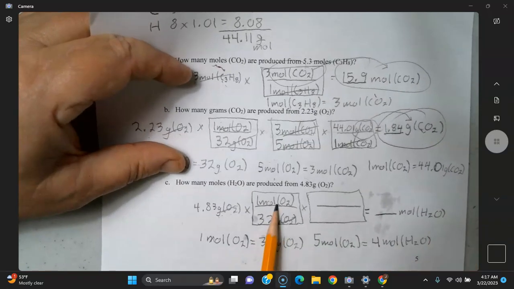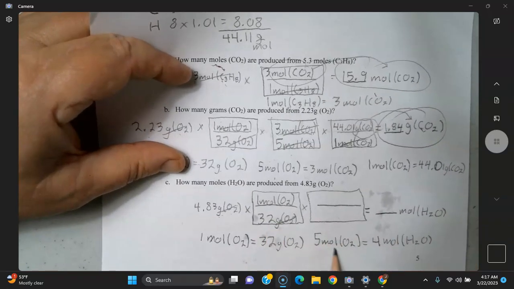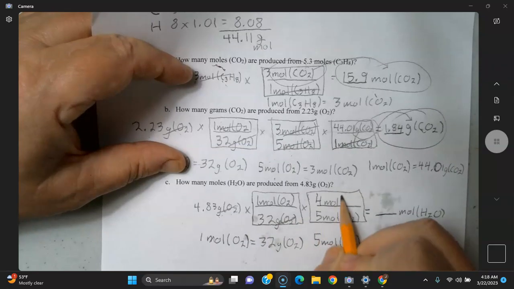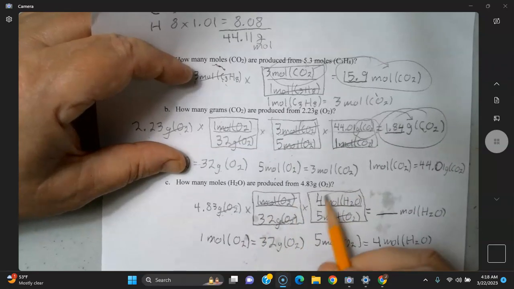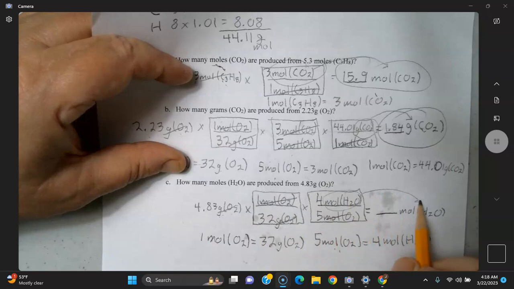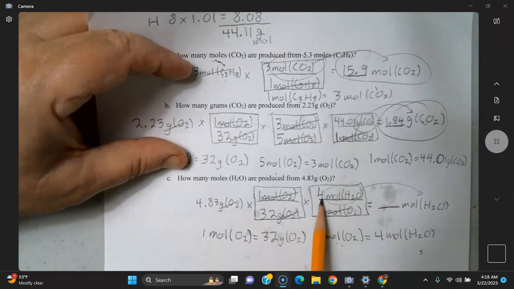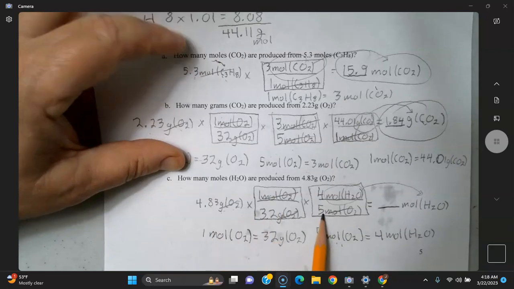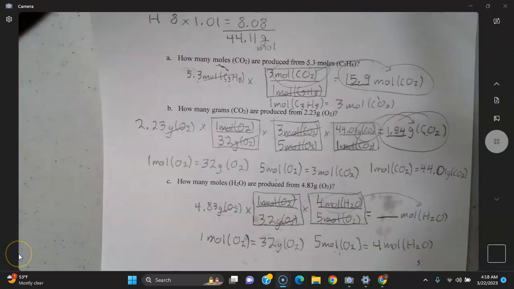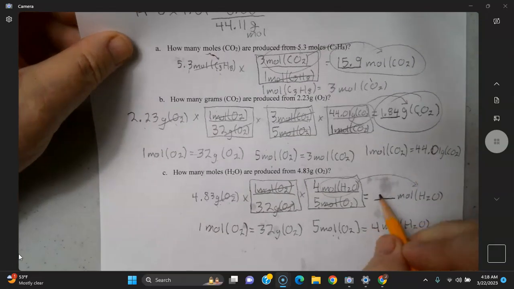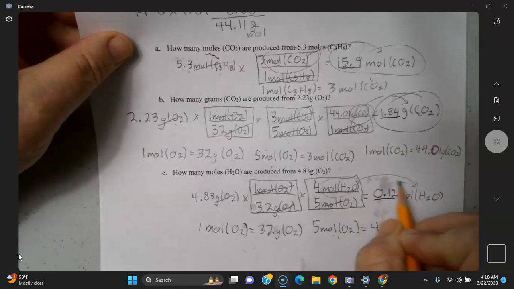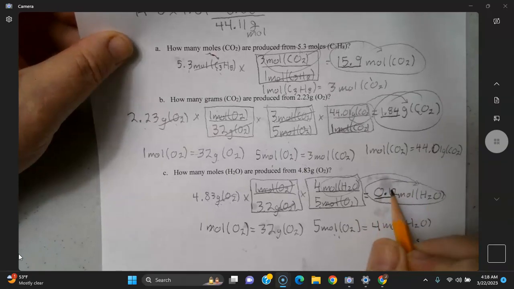Okay, so you got moles of O2 up there. You need moles of O2 down here. That's going to be this one. That cancels with this. The last man standing is moles of H2O, which is in the final answer. So 4.83 times 1 times 4, divided by 32, divided by 5. And we get 0.12 moles of H2O right there. Okay. All right.